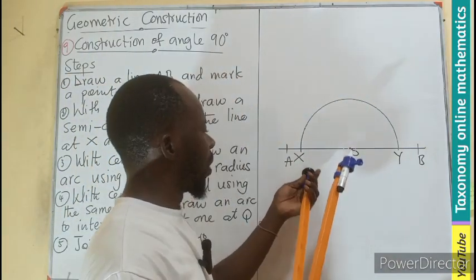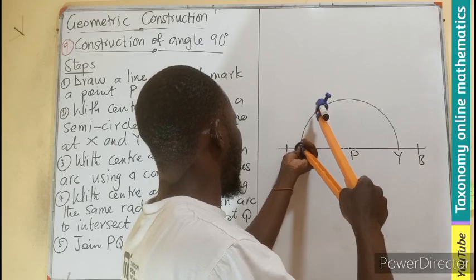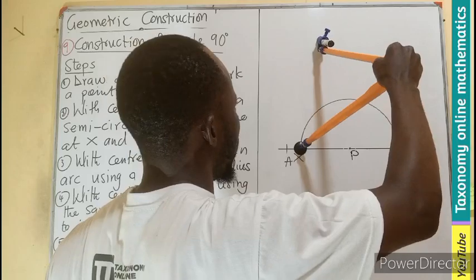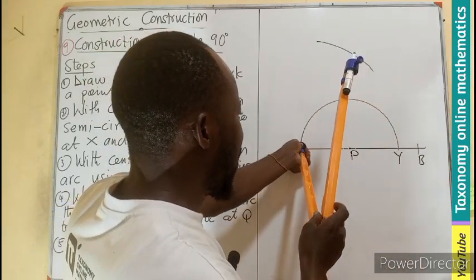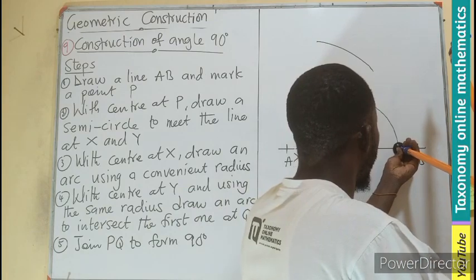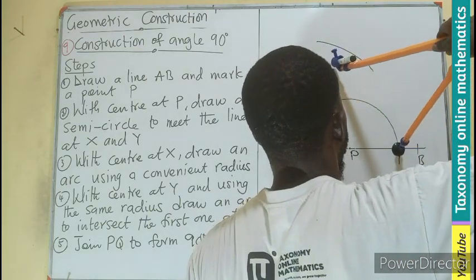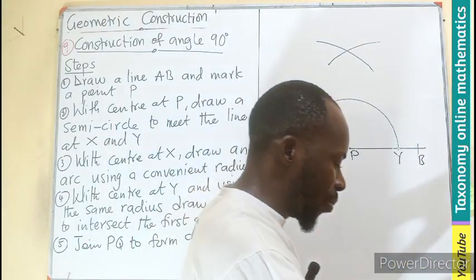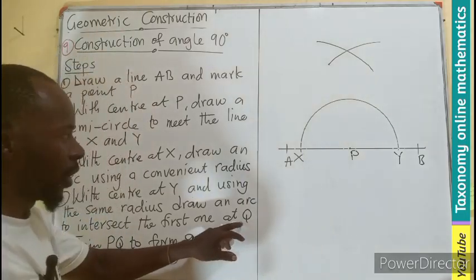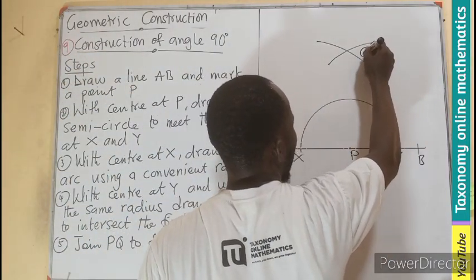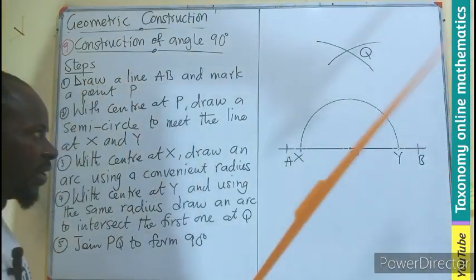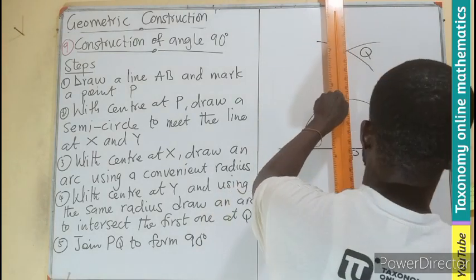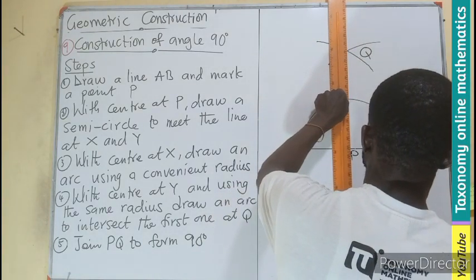So now we stand at X. Then we take a convenient radius, you make an arc. Then with the same radius, stand at Y and make an arc. And those two arcs should intersect at the point Q. So we have the point of intersection there. So the last step says that we should join P and Q together to form our 90 degrees.